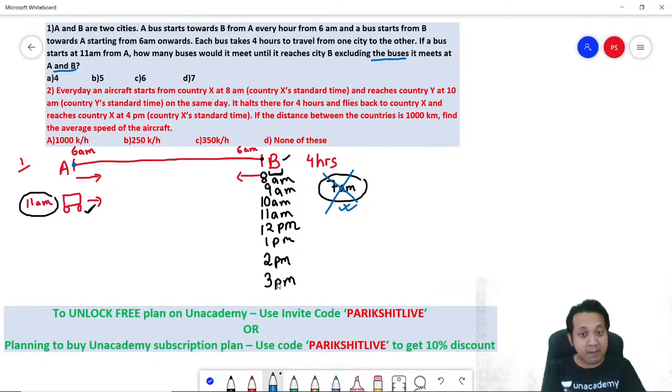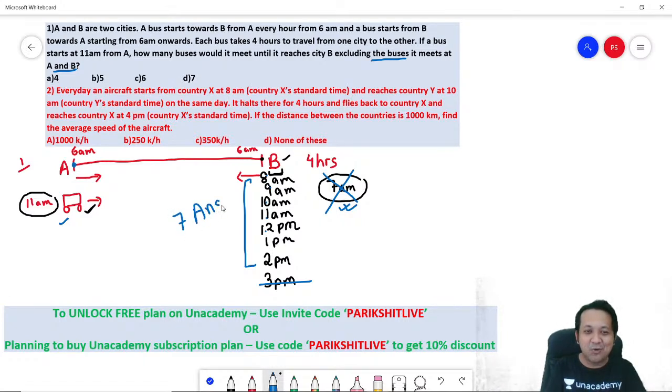Similarly, 3 p.m. Remember we wrote 3 p.m. Bus A would exactly be at B. So any bus which starts at B at 3 p.m. you can't count it, right? That's it. So how many of them are there? Can you count? 8, 9, 10, 1, 2, 3, 4, 5, 6, 7. So how many buses would it meet? 7. That's the answer.